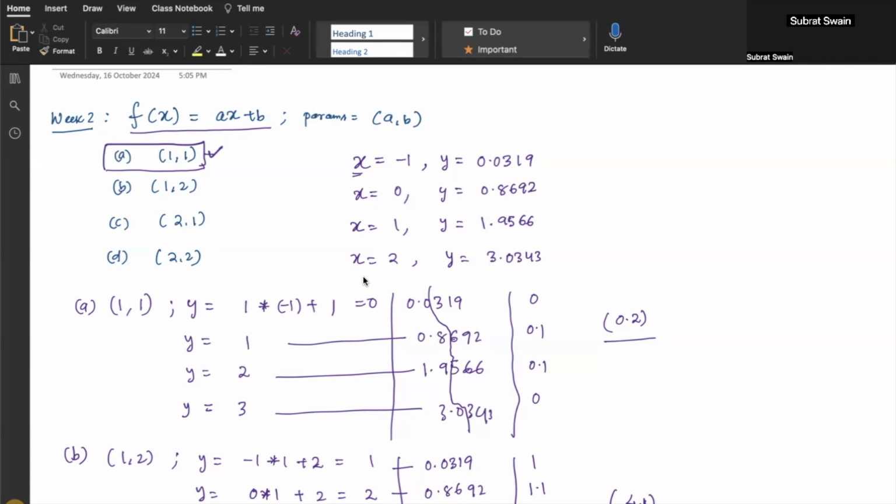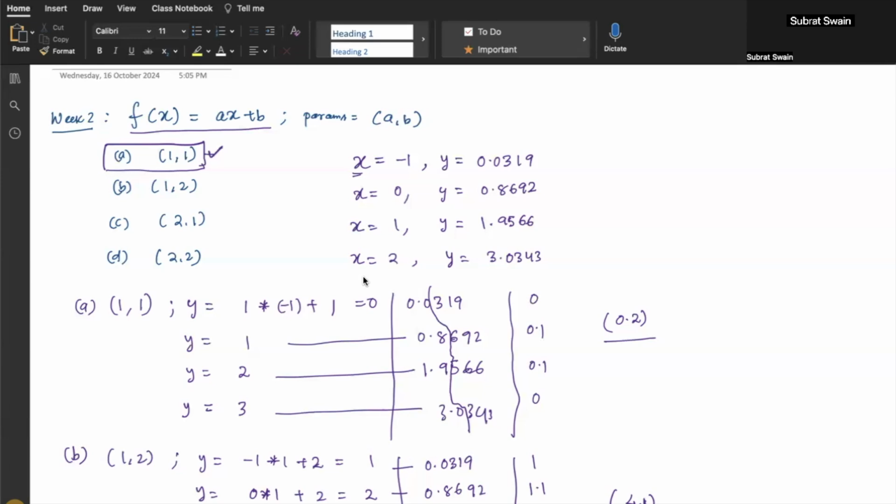As per the task, we need to find the set of best parameters which best describes this data, or best describes this x and y pair. Let's say the x and y pairs are the following: when x equals -1, y equals 0.0319; when x equals 0, y equals 0.8692; when x equals 1, y equals 1.9566; when x equals 2, y equals 3.0343.